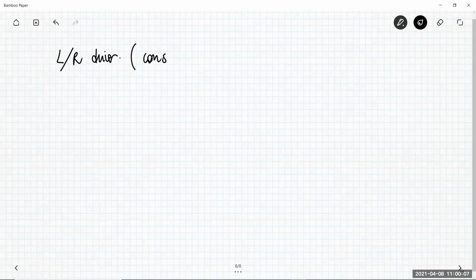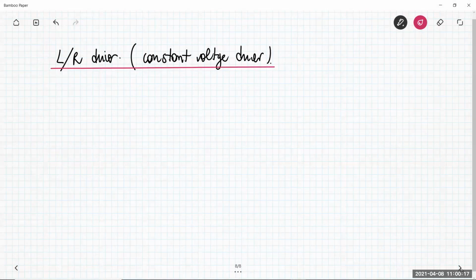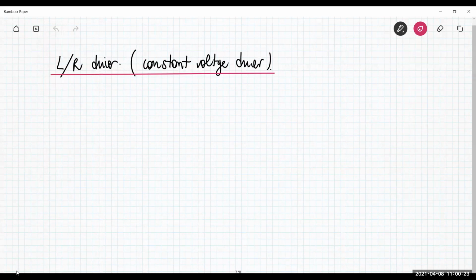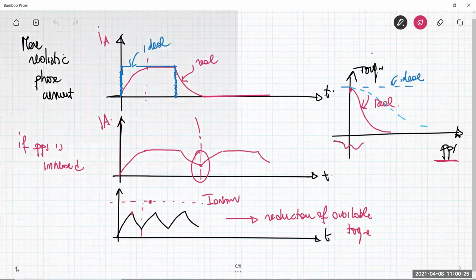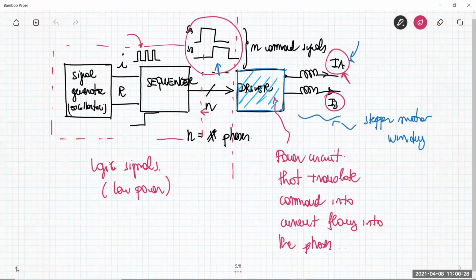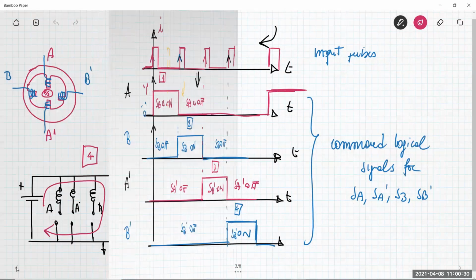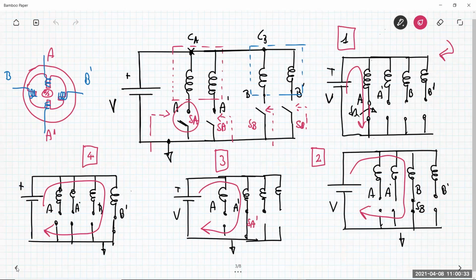Sometimes this is also called constant voltage driver. Okay, let me just focus on one phase. I said before, and this is indicated here, that for each phase I have just these branches in parallel. Each branch is composed by my winding and then a switch.